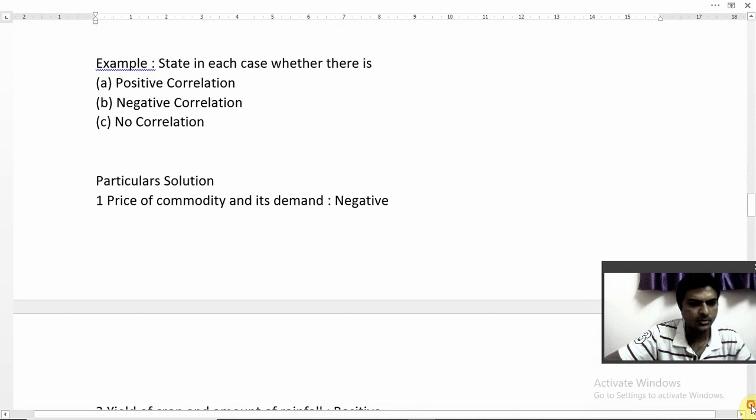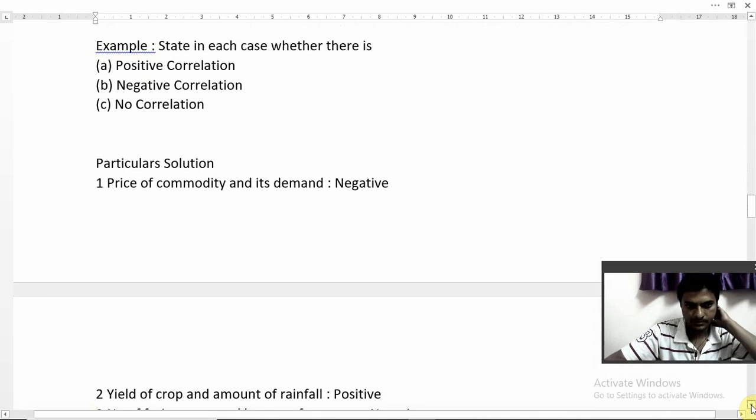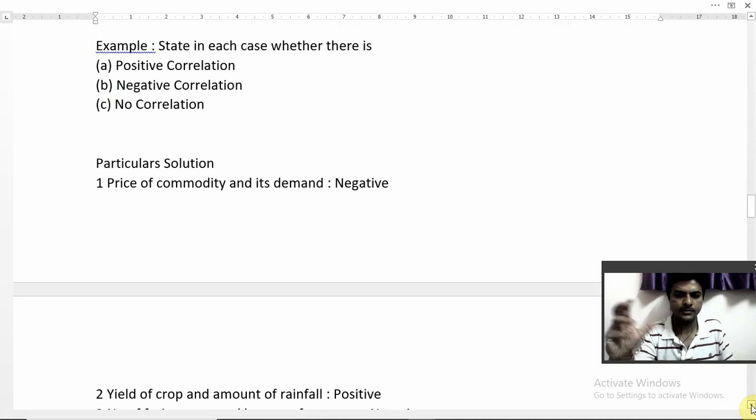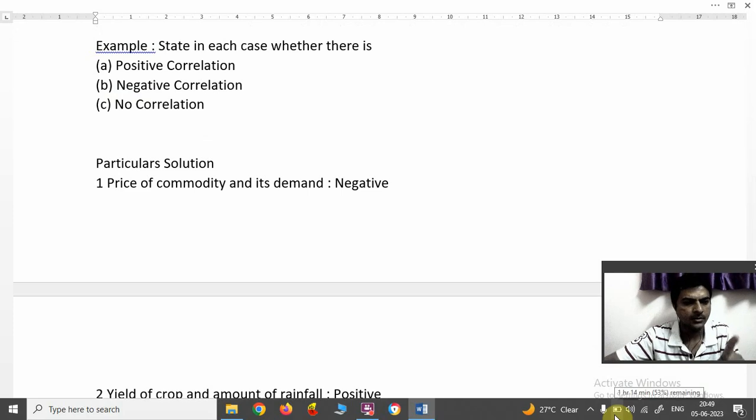Next, based on this, we'll go to the examples. I've collected a few examples so that your brainstorming will be done. In each case, state whether there is positive correlation, negative correlation, or no correlation. We see some examples I have collected. Three things you will identify: positive, negative, no correlation. Let us start. You can see the first one: price of a commodity and its demand. Yes, it is negative correlation.